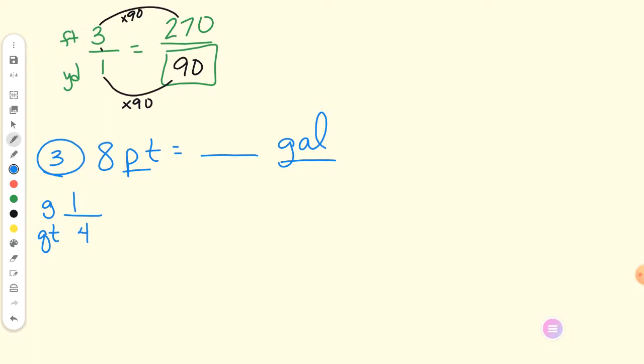Okay, how can I do that? Divided by 4. Times 2. No, times 1/2. No, yeah, times 2. Times 4. Do we have a pint to gallon? No. We have a quart to gallon. We need a pint to gallon, but we have a quart.